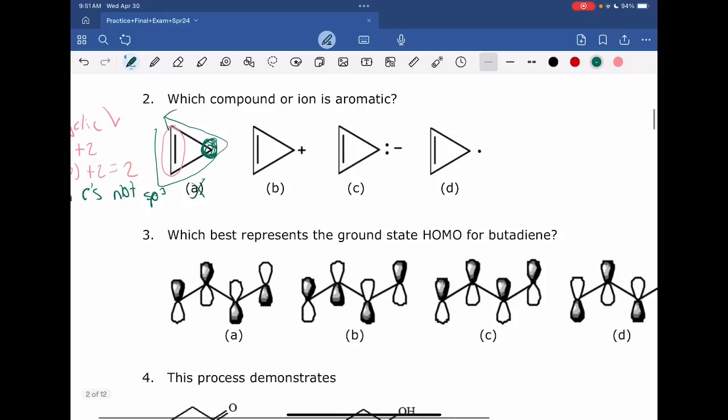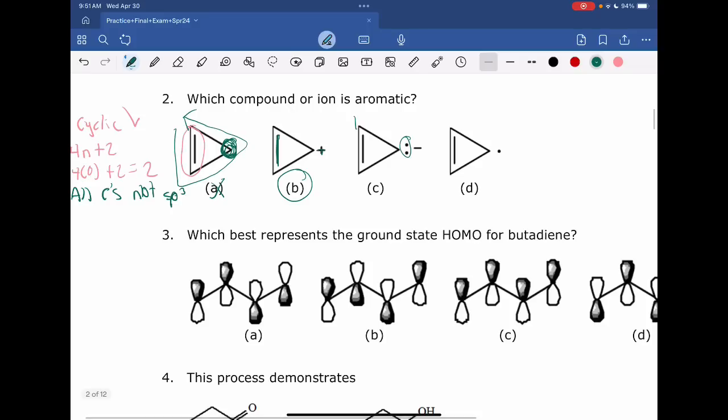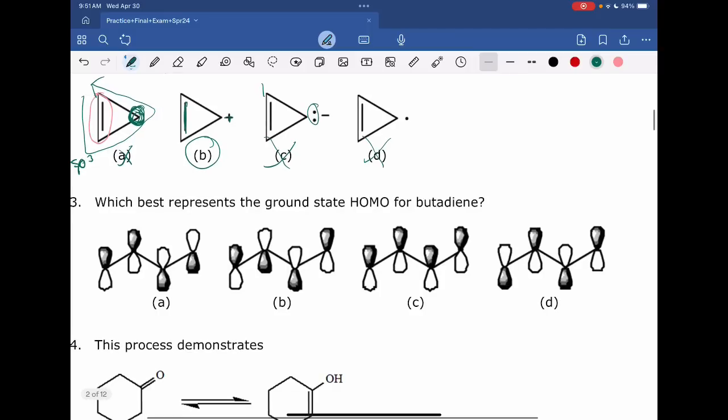Let's see, B does have 2 pi electrons, and now they can go through because this carbon is sp2 due to the positive charge, so I would say it's B. In C, the electrons could flow, but now they're 4. We got 2 from the double bond plus 2 from this lone pair, so 4 does not follow the 4n plus 2 rule, so this is out. And D, there's a radical, so it doesn't even make sense to look at this, so let's just cross it out. Okay.